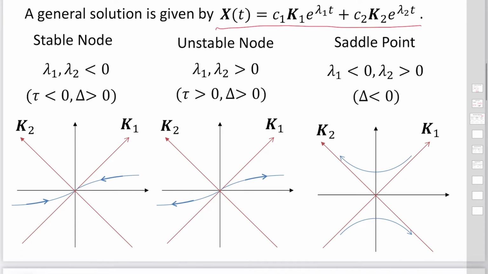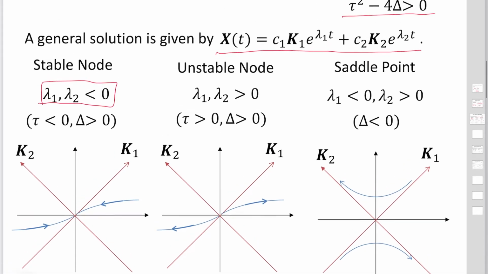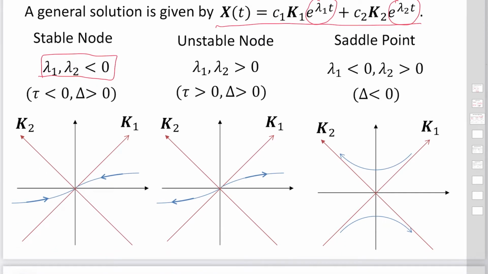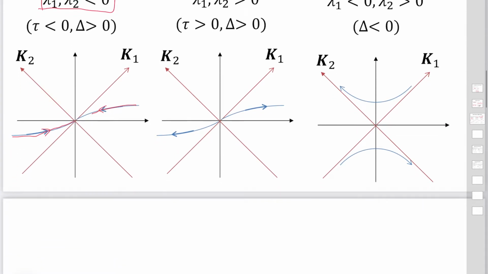In the first case, both exponential terms become smaller and smaller, and finally approach the origin. So this case is approaching the origin, and we consider this case to correspond to a stable critical point, when lambda sub 1 and lambda sub 2 both become negative quantities.